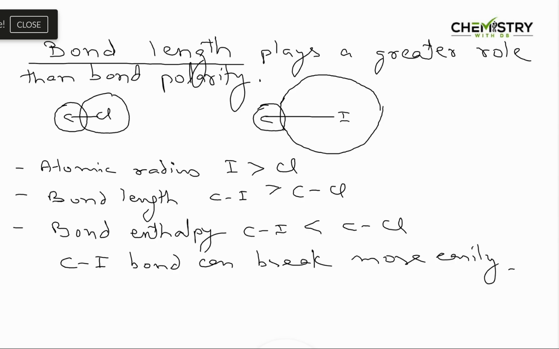And as a result of this, because the C-I bond can break more easily, despite the fact that the C-I bond is less polar of the two, iodoalkanes are still more reactive than the chloroalkanes.